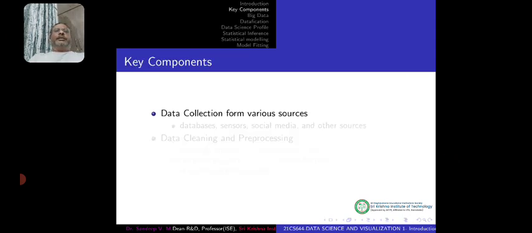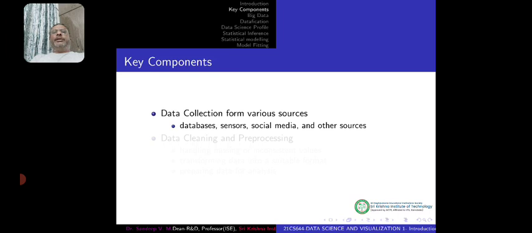The key components in data science are as follows: data collection from various sources. So, the data we require is available from various sources, maybe a primary source or a secondary source. It may be available in various databases spread across the world, or it may be available from the sensors we are using, or from social media and many other sources.